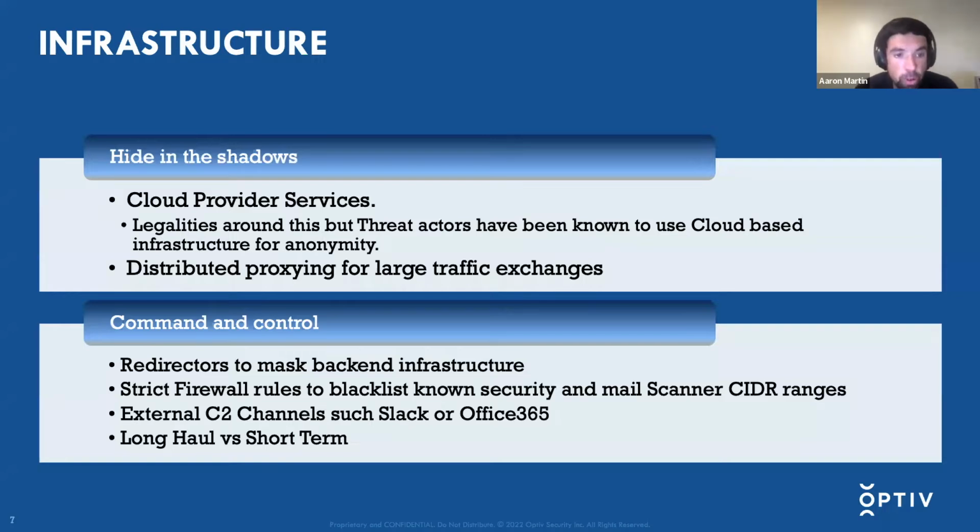When we talk about command and control, this is the backend infrastructure we may use once we gain internal access to conduct that post-exploitation. There's a few different things we like to use. Typically, we'll use redirectors. So we're not actually exposing any of our backend infrastructure. We'll use cloud fronting to essentially hide our true domain that, say, our payload may be calling back to. We'll use strict firewall rules to blacklist any known security Proofpoint scanners, any email gateway scanners, or CIDR ranges.